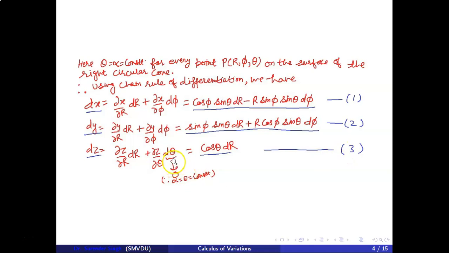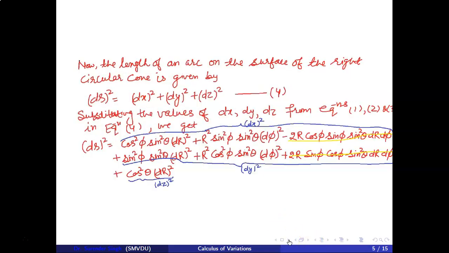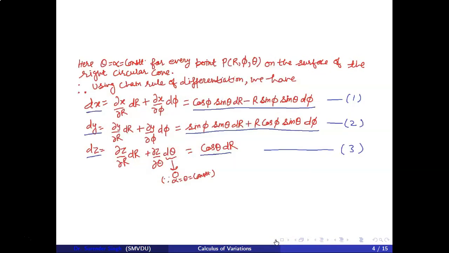In this case, because theta equal to alpha is constant, d theta equal to 0. So that means we will not have this term, only this part will remain. And now we find the arc length, that is ds square, given by dx square plus dy square plus dz square. This is equation number 4. Now in equation 4 you put the values of dx, dy and dz and square them. The values of dx, dy and dz can be obtained from here.